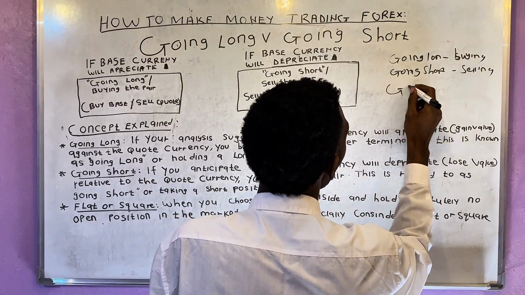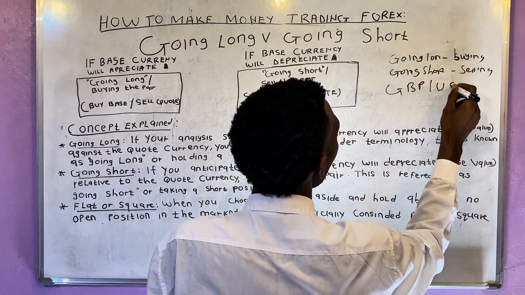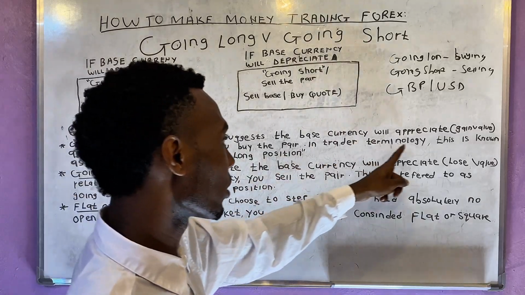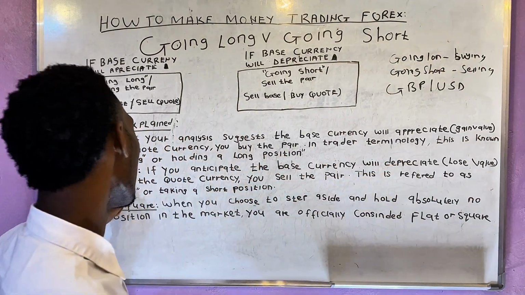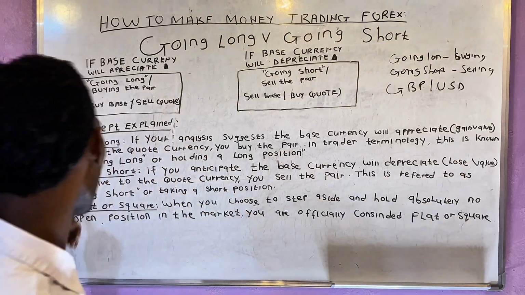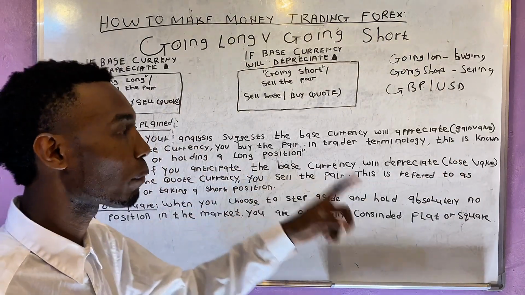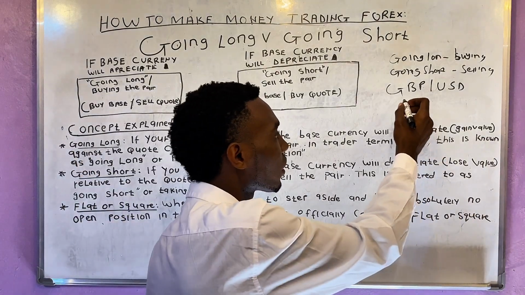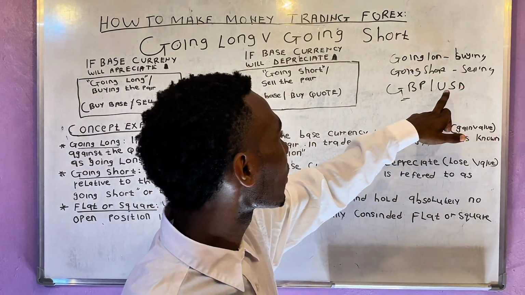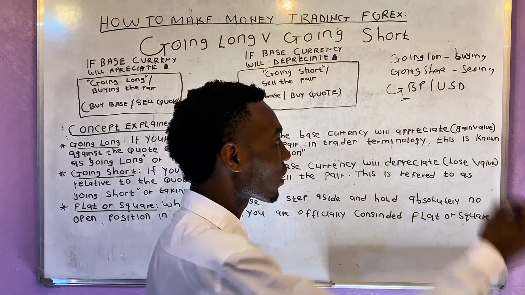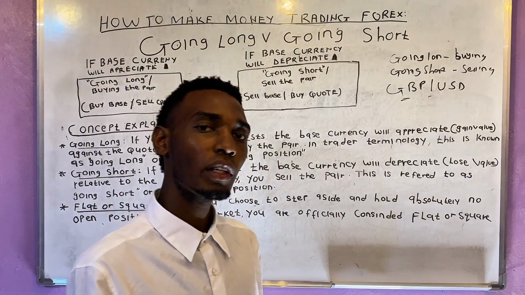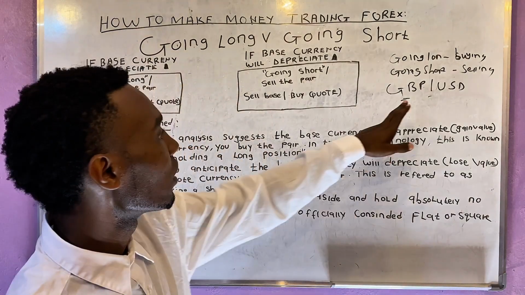If your analysis suggests the base currency will appreciate, gain value against the quote currency, you buy the pair. In trader terminology, this is known as going long or holding a long position. Now, this is the base, and this determines the price that you're going to buy this pair of currencies.